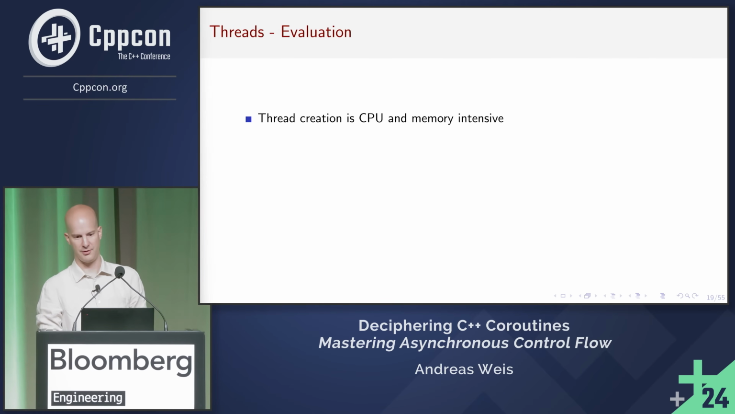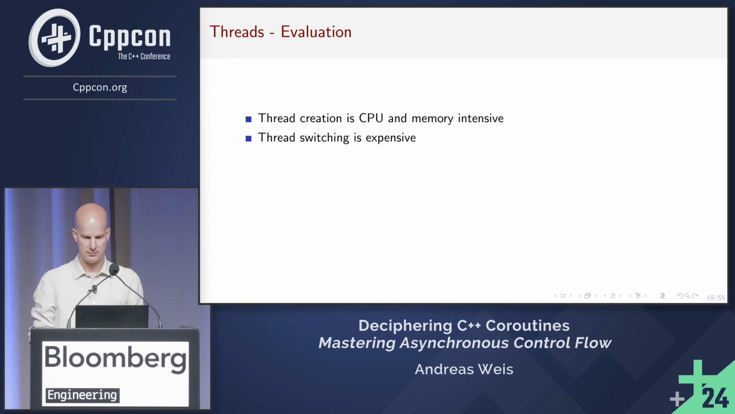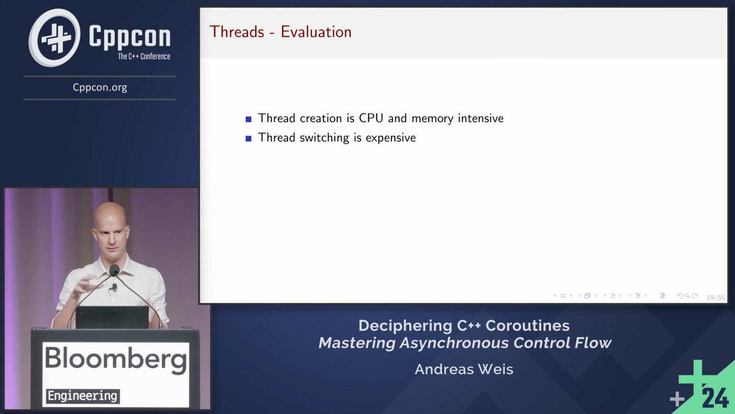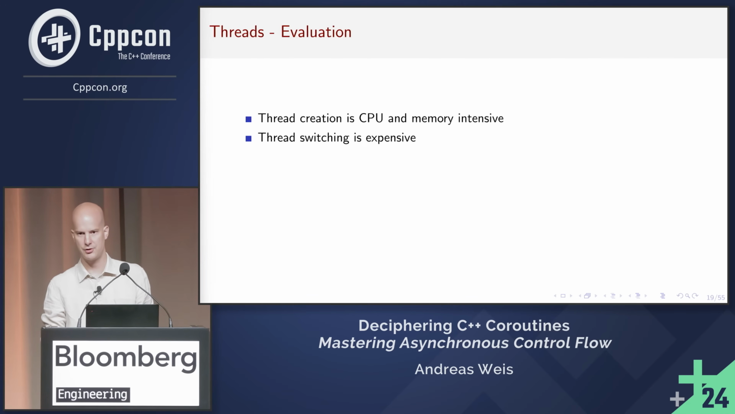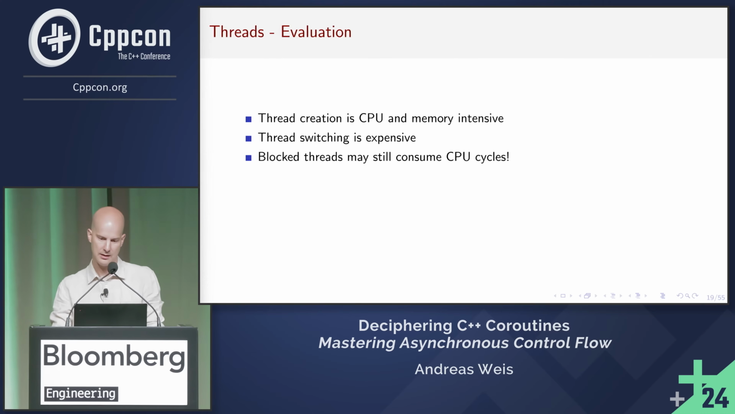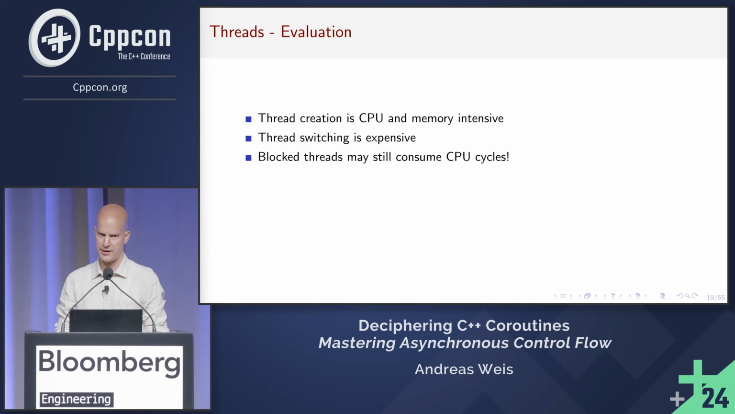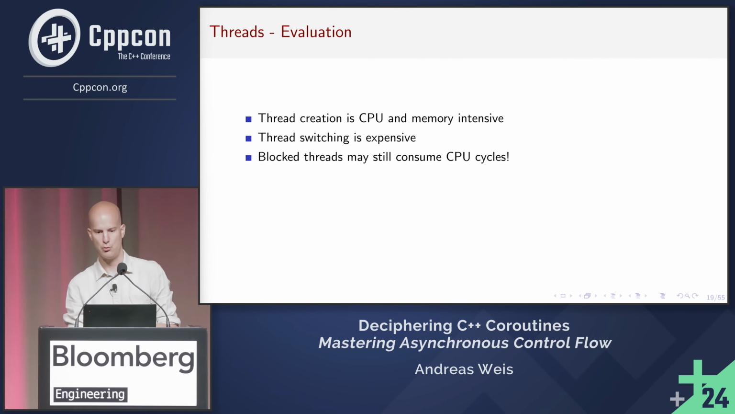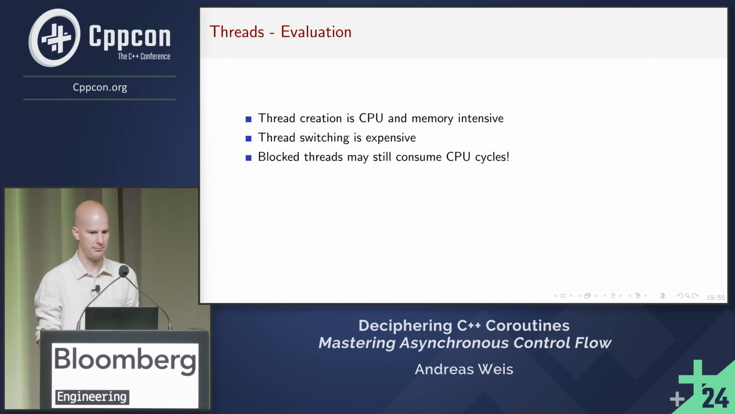Of course, this is not perfect. Thread creation is a rather expensive operation. Also, thread switching is rather expensive. So if you have a lot of these pending operations hanging in the air and you need to switch between different task contexts, that's not cheap. Also, the blocked thread sitting there on the side, depending on how smart your scheduler is and how aware it is of what's going on with the I/O, might still consume a lot of CPU cycles.